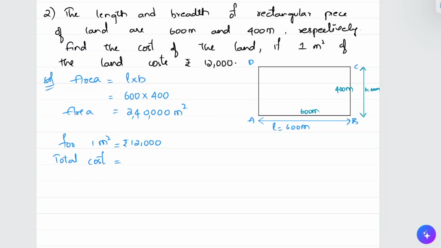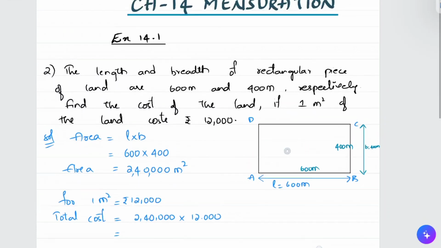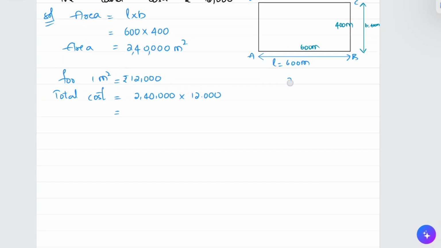Total cost will be equal to 2,40,000 into 12,000. So we have to multiply 24 into 12. What is the answer? 24 into 12. 12 fours are 48. 8 fours are 12, 2 twos are 24, plus 4 is 28. 288. How many zeros are there? 1 2 3 4 5 6 7.